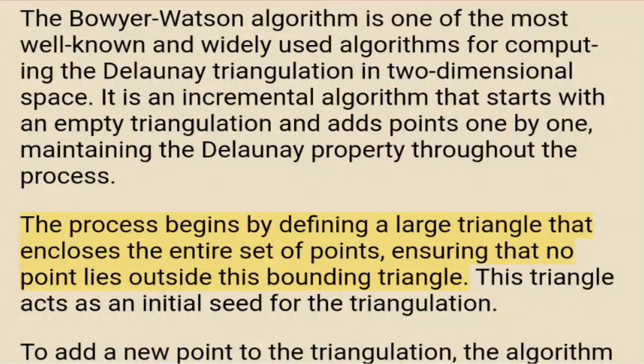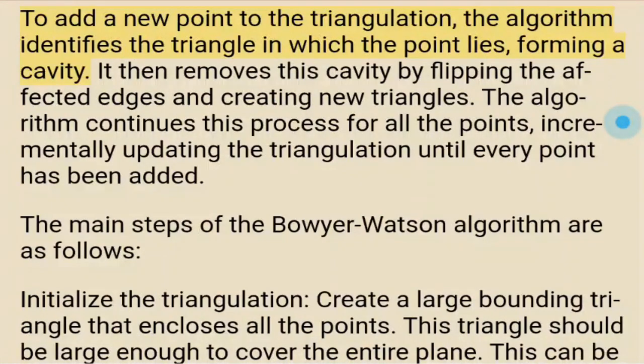The process begins by defining a large triangle that encloses the entire set of points, ensuring that no point lies outside this bounding triangle. This triangle acts as an initial seed for the triangulation. To add a new point to the triangulation, the algorithm identifies the triangle in which the point lies, forming a cavity. It then removes this cavity by flipping the affected edges and creating new triangles. The algorithm continues this process for all the points, incrementally updating the triangulation until every point has been added.